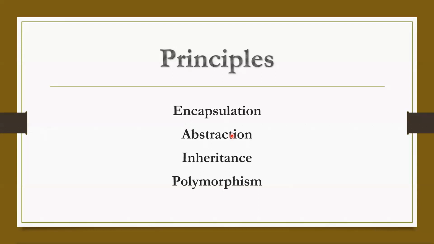It's hiding the important things that determine the functionality of that particular object, but that information is not required to be shown to the outside world. Next one is abstraction. You abstract certain things and make additional changes to it.